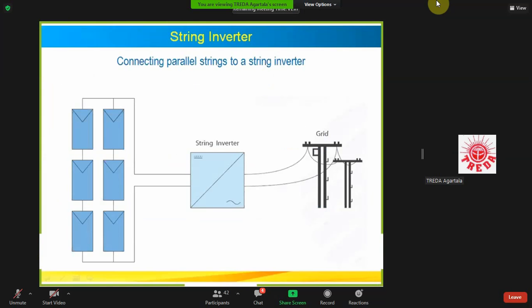You see, there is a string, this is the module, and some connection coming to the string inverter, and that is being fed to the grid.